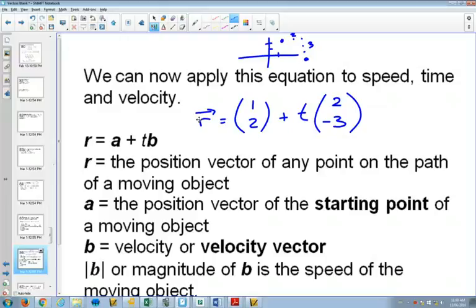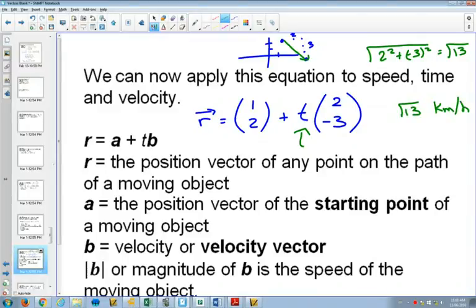So it's moving 2 to the right and 3 down. That's the velocity vector. The velocity vector is telling which direction it's going in, and if we figured out the length of this velocity vector, if t is the time, say time in hours, in 1 hour it's going to travel 2 to the right and 3 down. The length of that vector, when we figure out the length of 2 squared plus negative 3 squared, square root of 13, that's going to be its speed, because that's how far it's going to travel in 1 hour. So if this was in kilometers, we would have square root of 13 kilometers per hour.